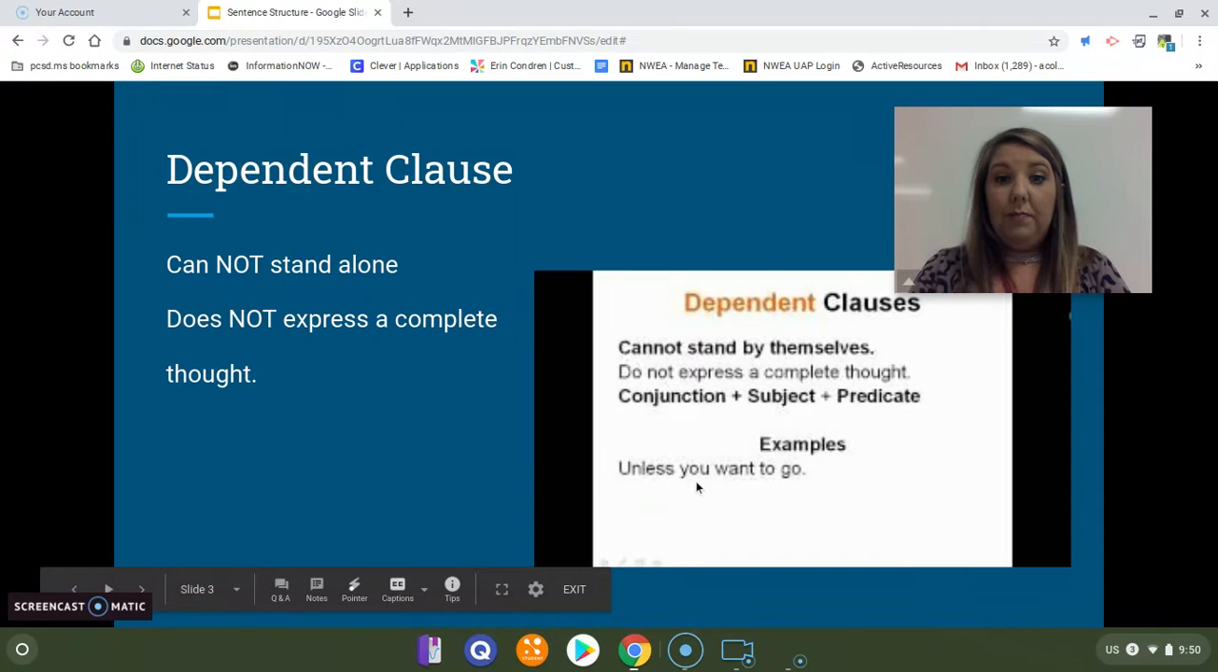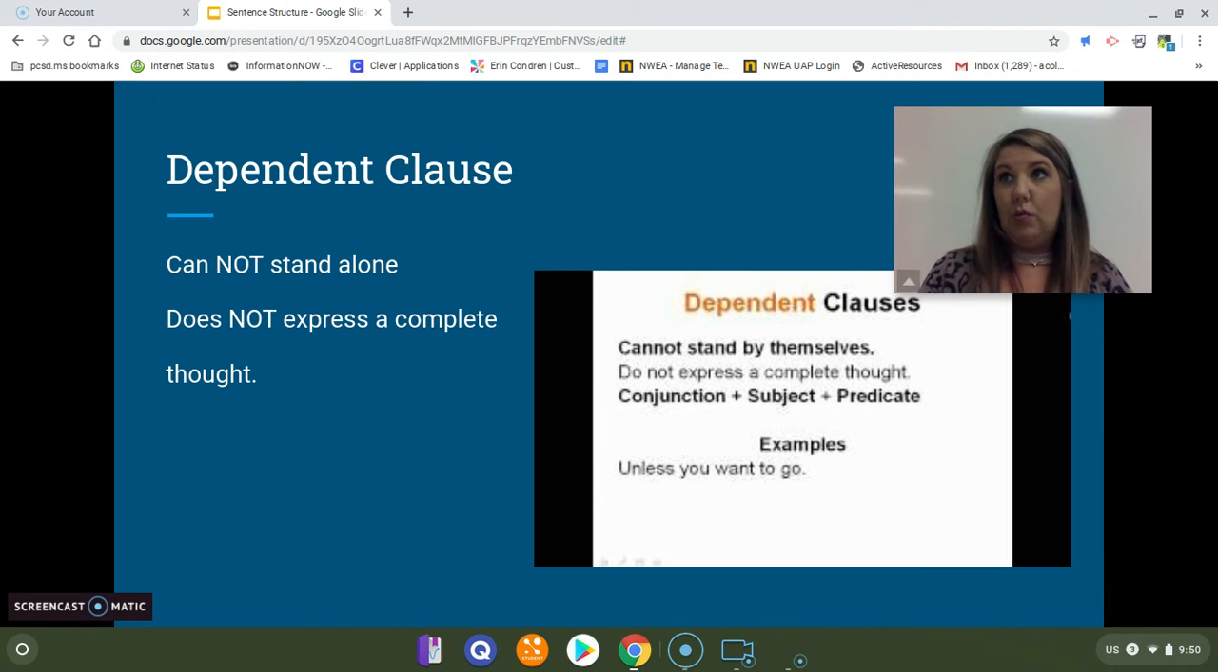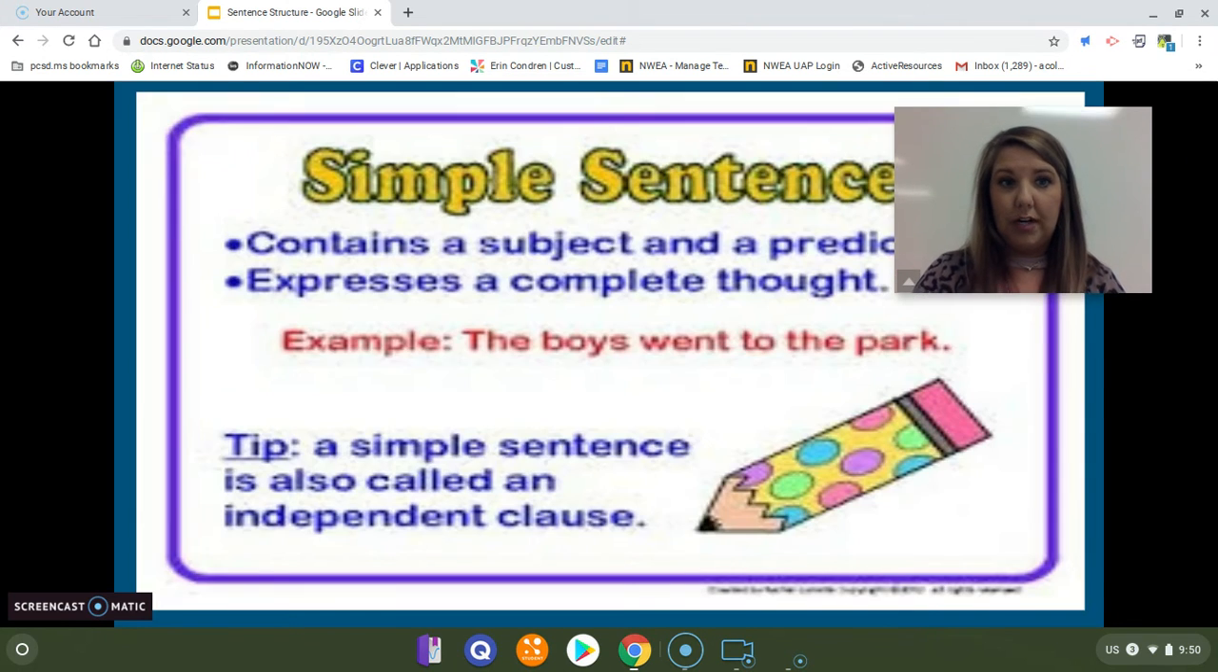For example, unless you want to go. Unless you want to go and do what? Unless you want to go where? As you can tell, even when I say it, it doesn't sound complete, unless you want to go. It doesn't give any details behind it. We need more. We need more information. We could say, unless you want to go, comma, and then add an independent clause. Then it would become a complex sentence, which we're going to talk about.